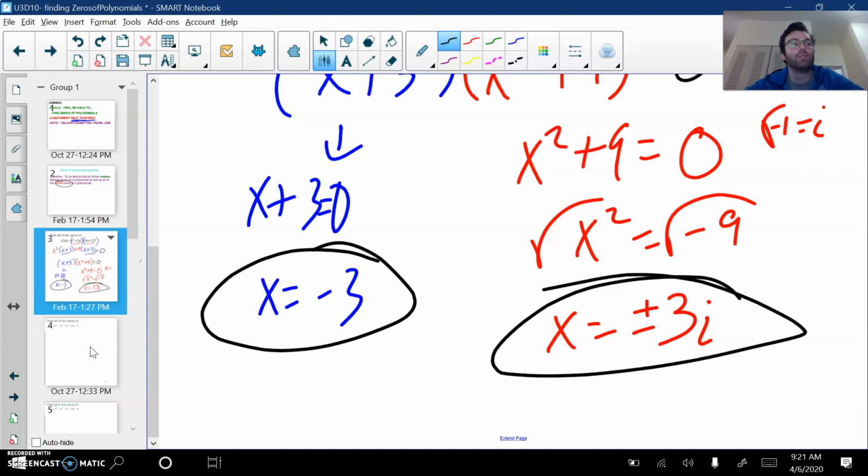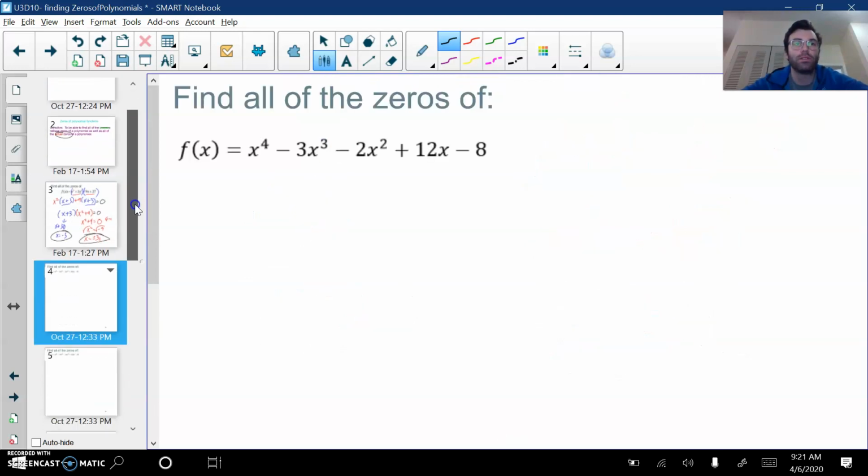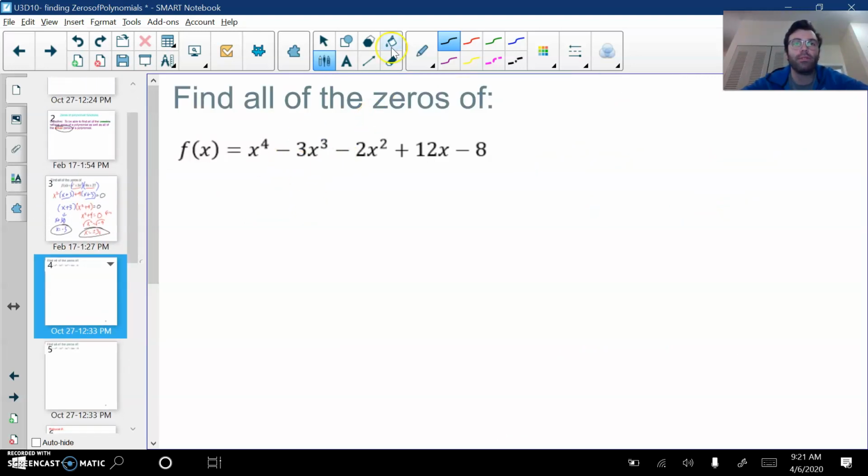Now I'm going to show you something. This is long division, everyone's favorite. I want to review it because it's important that you see it at some point in this course. It says find all the zeros of the polynomial.